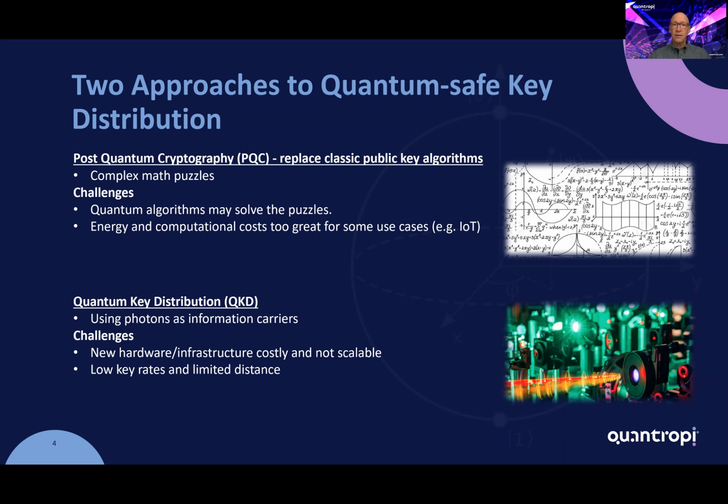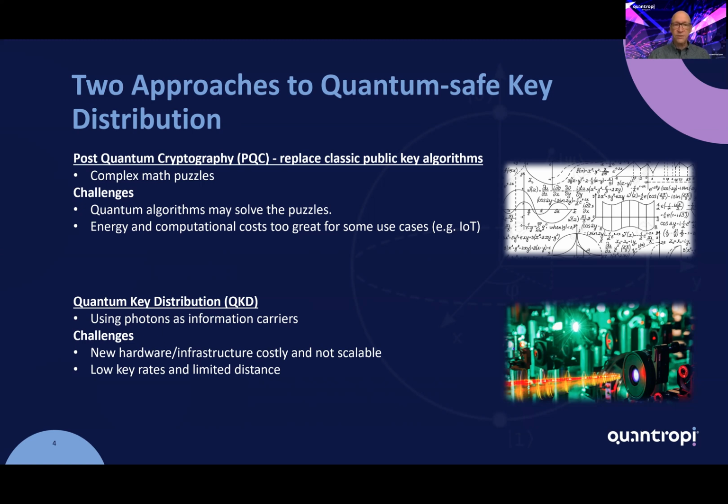The other school of thought is doing it at the photonic level, using the actual quantum properties of light. QKD, quantum key distribution, uses photons to carry the information. But the problem is the hardware is exotic and new, and in some cases never even developed. It's also very expensive, not necessarily scalable, with limited key rates and constrained distances. In fact, the NSA said, don't use it.